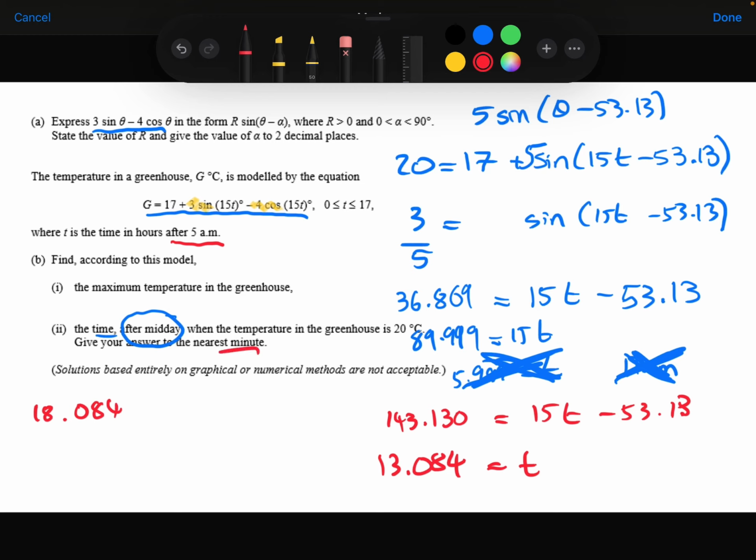We need to give our answer to the nearest minute. So let's turn the 0.084 into minutes by timesing it by 60. And we get 5 minutes. So it's 18 hours and 5 minutes, or 18:05, or 6:05 PM if you prefer. That is the time after midday when the temperature in the greenhouse will be 20 degrees.